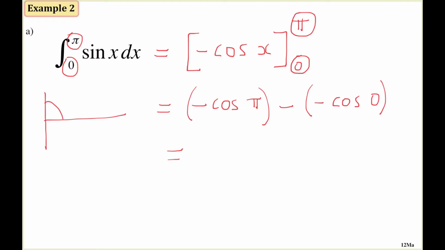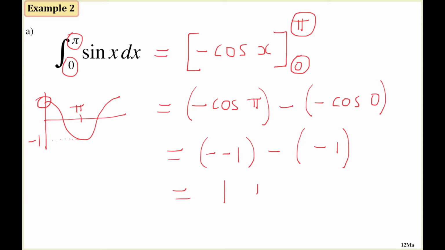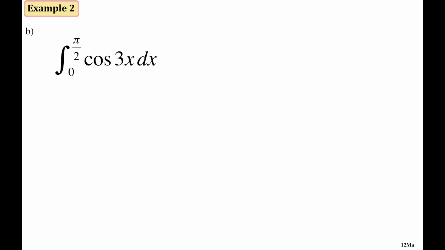I know a cos graph looks like this, and the cos of pi is minus 1. So that's minus 1. Take away the cos of 0, which is plus 1. So it'll be minus 1, which will become plus 1, plus 1, which is 2. So there's our integral. Let's try part B.